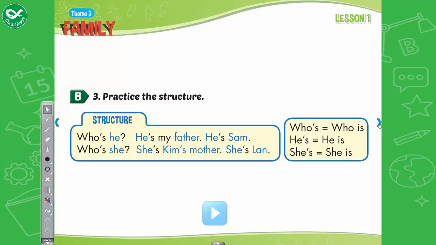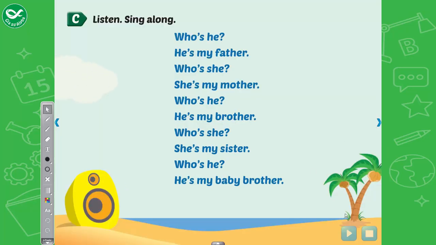B. 3. Practice the structure. Who's he? He's my father. He's Sam. Who's she? She's Kim's mother. She's Lan.